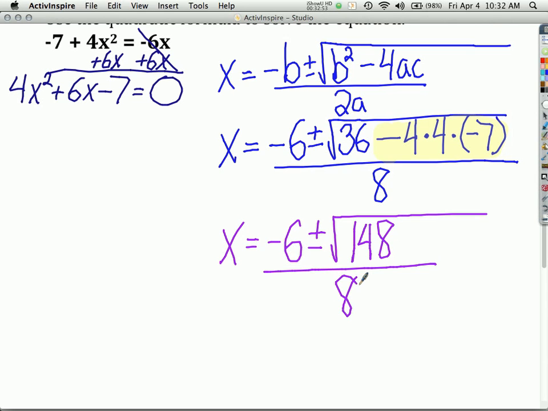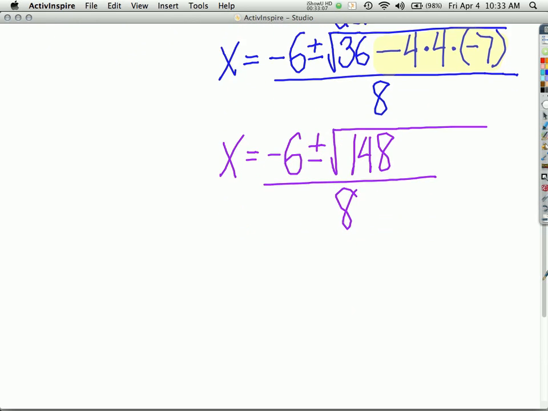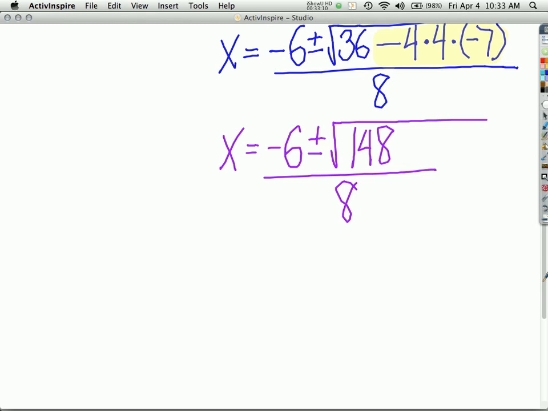Does anyone have any questions on how we got to here? What has to happen next? Michaela? Not square. Square root of 148. Is 148 a perfect square? Everybody should be shaking their head like no, because everybody knows. So we need a calculator.